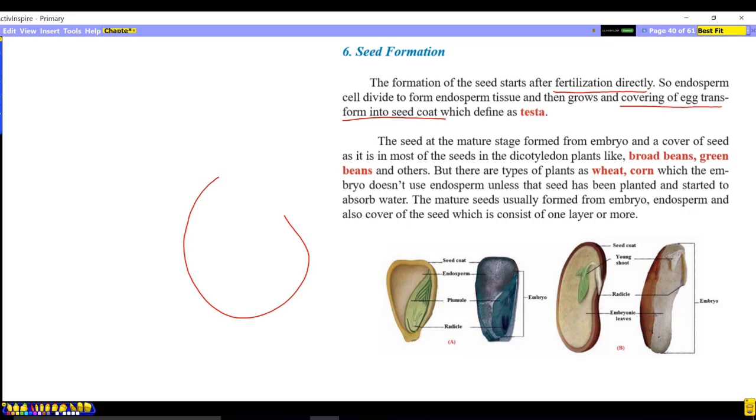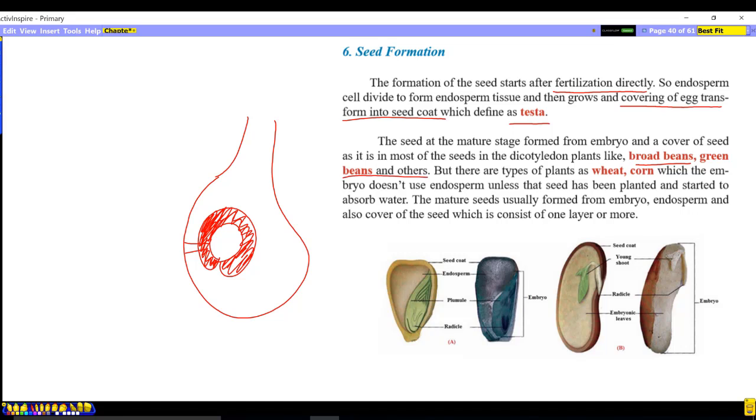You may remember in the embryo, we said the primary tissue is the nucellus, but it is covered by covering tissue, and only one single hole remains. This covering tissue, after fertilization, forms a hard, thin membrane, which we call the testa or seed coat. The seed at the mature stage is formed from the embryo and the cover of the seed. This is true of most seeds in dicotyledon plants like broad beans and green beans and others.